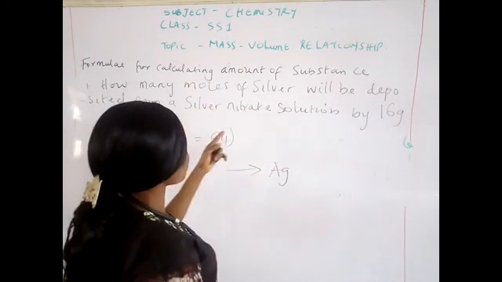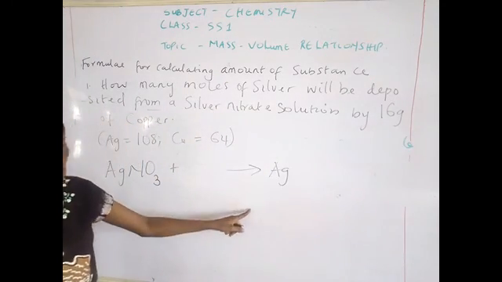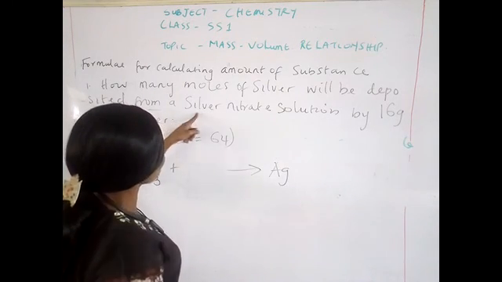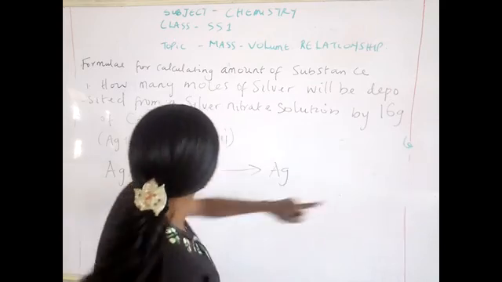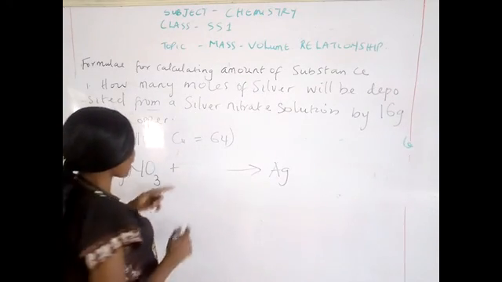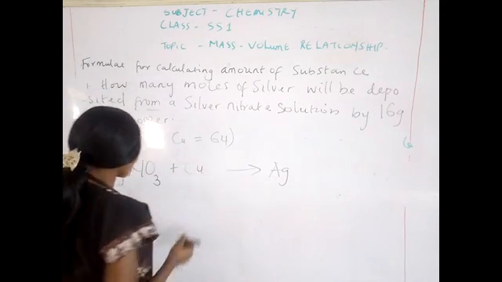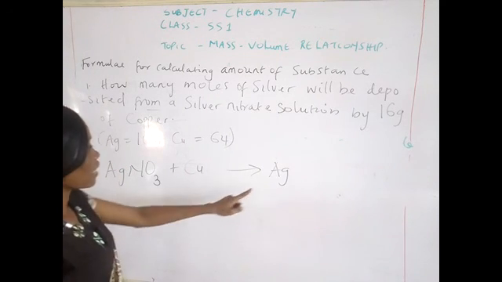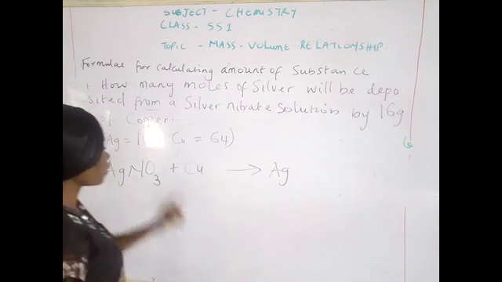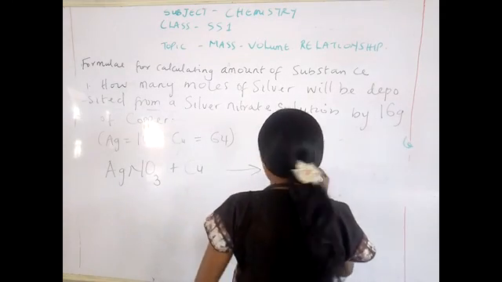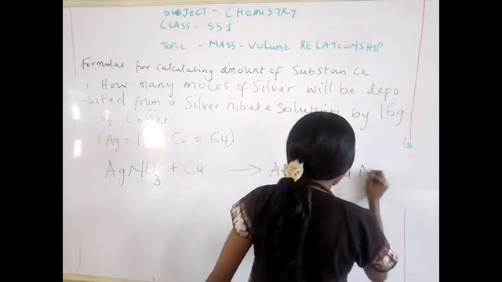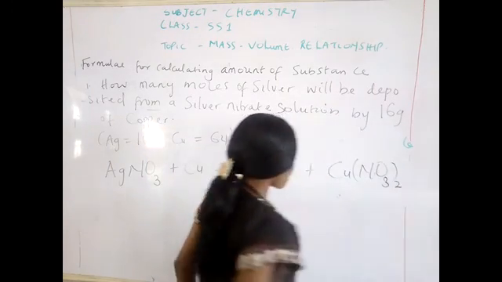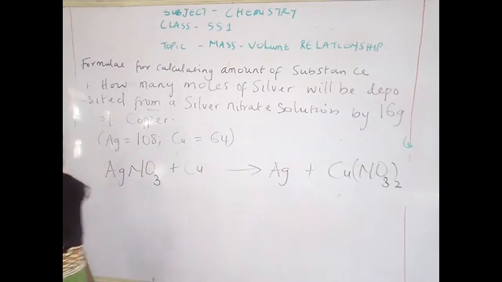I'm teaching you how to write out your chemical equation from a chemical statement. They said from a silver nitrate solution by 16 grams of copper. That means the copper is on the part of the reactant. Since they said silver was deposited, therefore, the remaining product will be copper nitrate. Which formula is this? Remember how to write formula of chemical compounds.